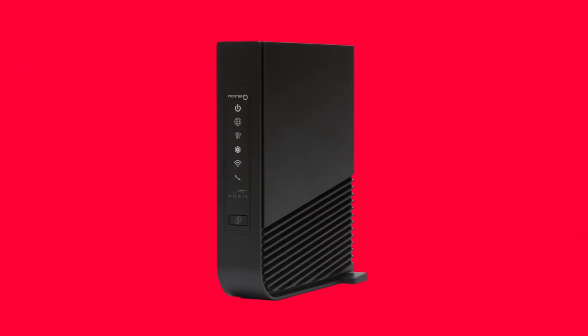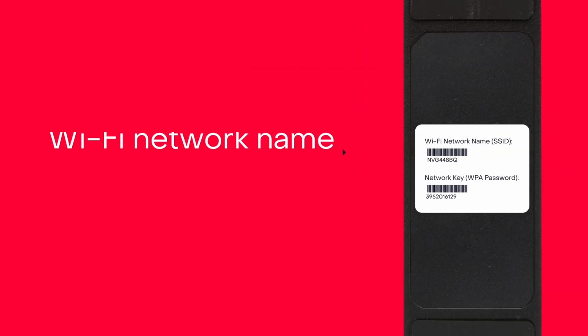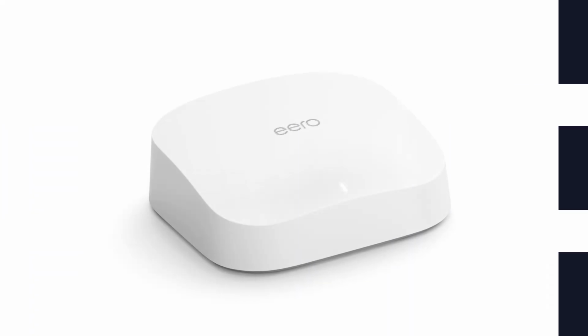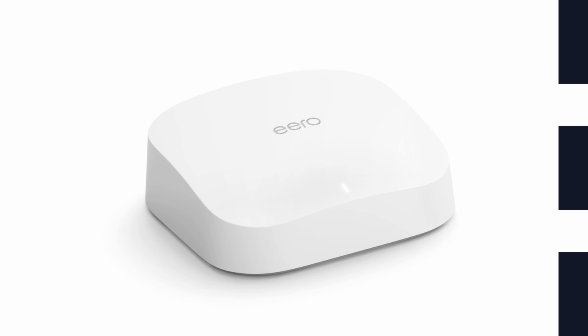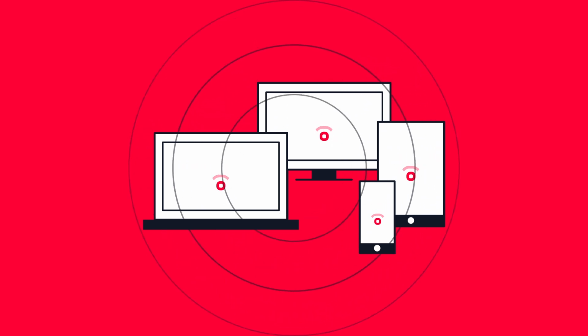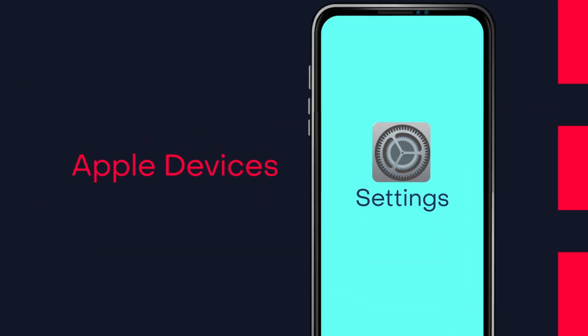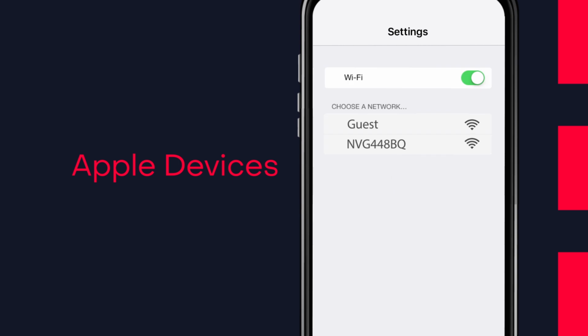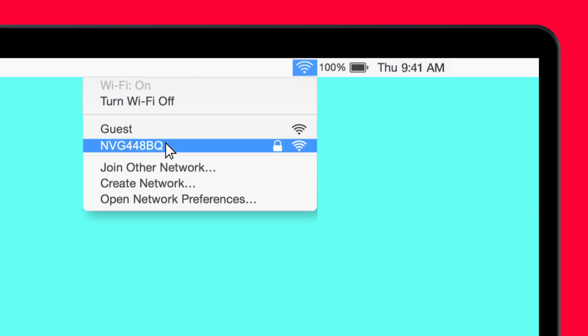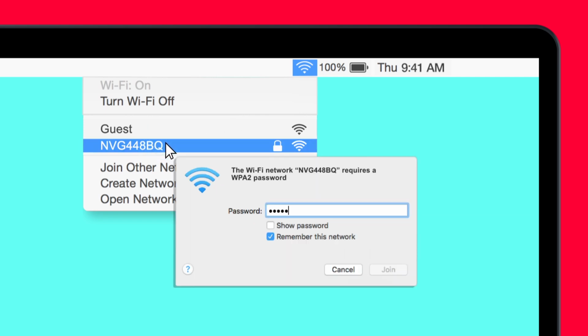Before we begin, have your Frontier Network name and password ready. If you have an Eero, you can get this information from the settings screen on the Eero app. To connect Apple mobile devices like an iPhone, iPad, or Apple Watch, go to Settings and select Wi-Fi. For a Mac computer, click the Wi-Fi menu. When you see your network name pop up, click on it and enter your Wi-Fi password.